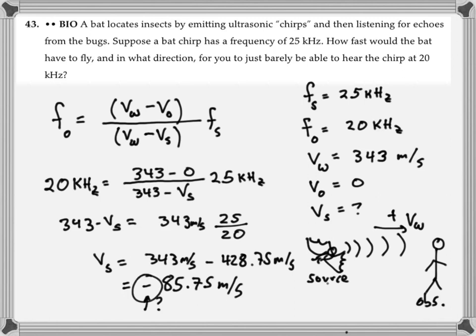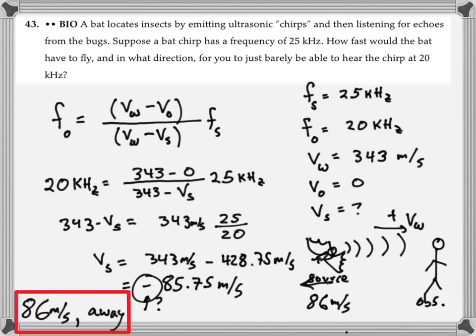So the fact that we have a minus sign here indicates that the bat must be moving in this picture to the left, or away from the observer, must be moving in the opposite direction in which the waves are arriving to the observer. So our final answer for this problem, rounding to two significant figures, would be 86 meters per second moving away from the observer.